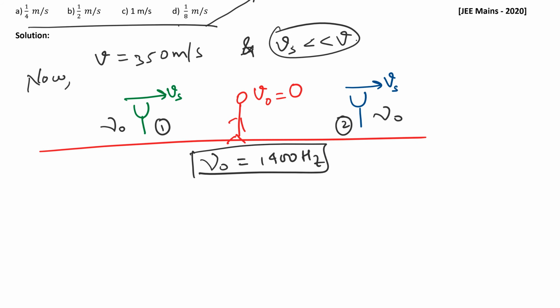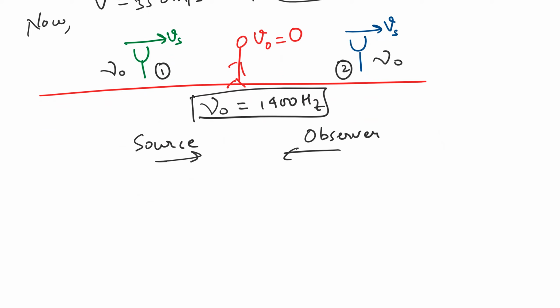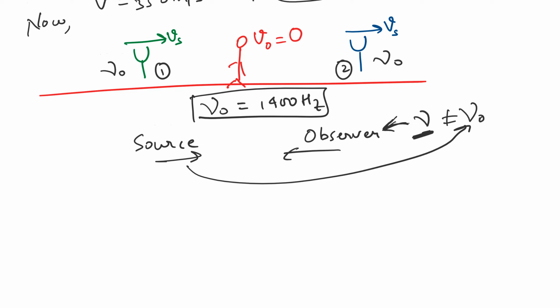Now, when there is a relative motion between the source and the observer, the frequency heard by the observer is not equal to the frequency produced by the source. So nu naught is the frequency produced by the source and nu is the frequency heard by the observer. These two frequencies are not equal. A different frequency is heard by the observer, and that is known as the apparent frequency.